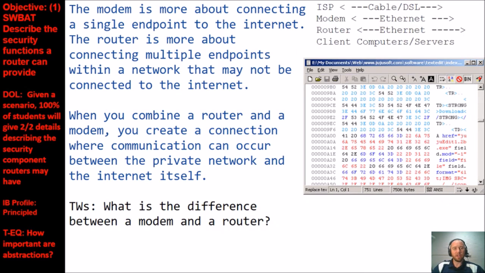The router is more about connecting multiple endpoints within a network that may not be connected to the internet. So when you combine a router and a modem, you create a connection where communication can occur between the private network and the internet itself. So your Think Write Share here is, what is the difference between a modem and a router?